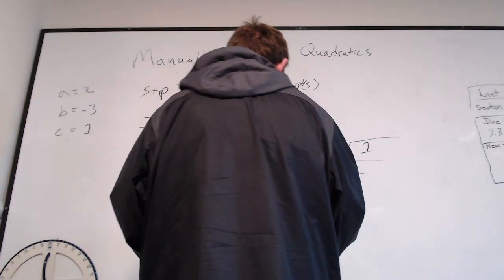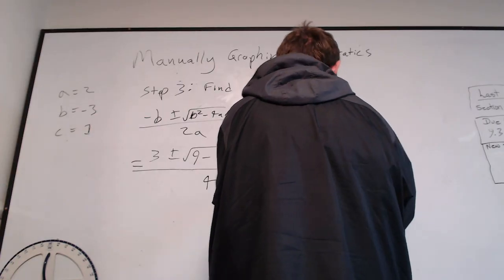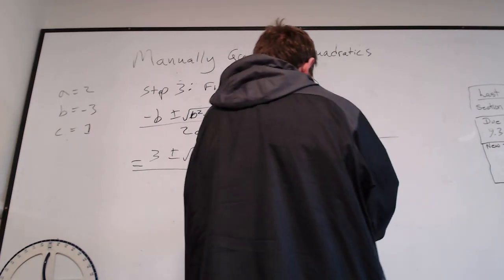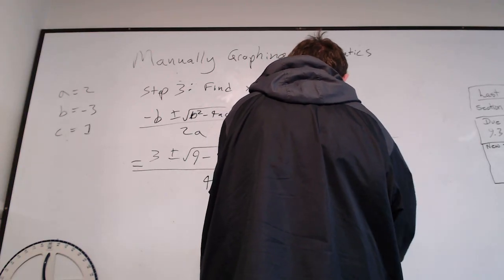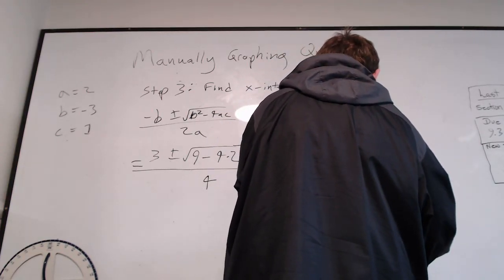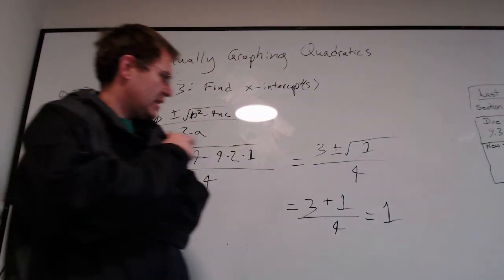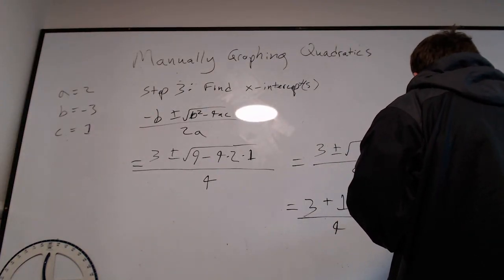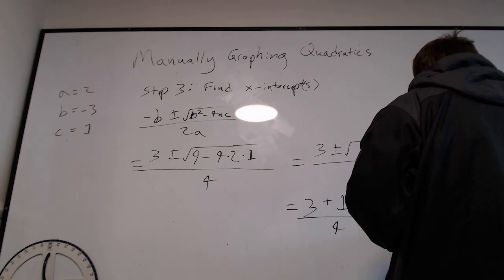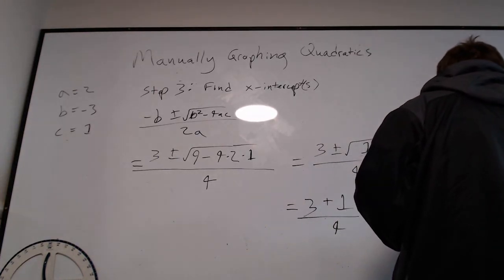Okay, so effectively, we have 2 different answers here. We have 3 plus the square root of 1, which is 1, right? So 3 plus 1 over 4, so that equals 1. Everyone see that? And then we have 3 minus 1 over 4, which equals 2 over 4, which equals what? 1/2, yeah.